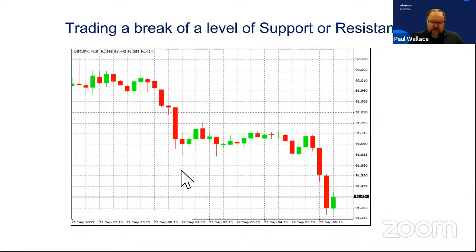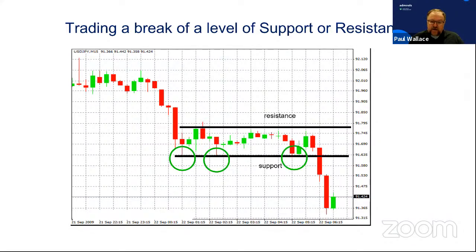Look here. So here's a very simple example. This is the dollar against the Japanese yen on a 15-minute chart. What we can see is the price goes sideways, and you're able to identify your levels of resistance to the top, and also levels of support to the bottom. And then what we see is that, of course, price breaks that level of support. Price either breaks a level of support resistance, or it bounces off a level of support resistance.